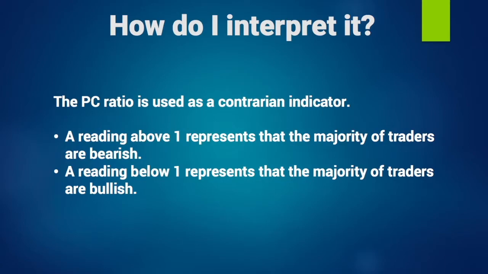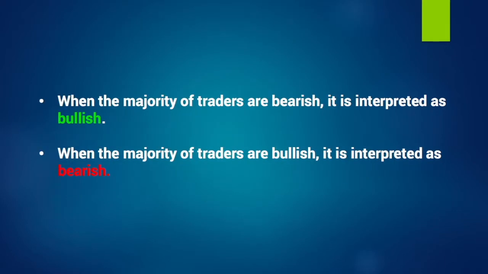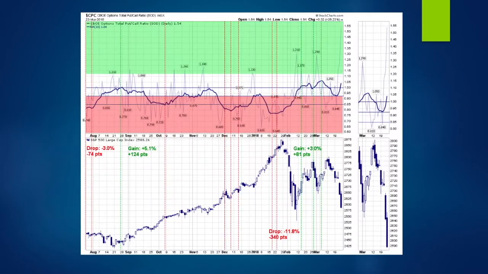The PC ratio is used as a contrarian indicator. A reading above 1 represents that the majority of traders are bearish. A reading below 1 represents that the majority of traders are bullish. So since we use it as a contrarian indicator, when the majority of traders are bearish, it is interpreted as bullish, and when the majority of traders are bullish, it is interpreted as bearish.